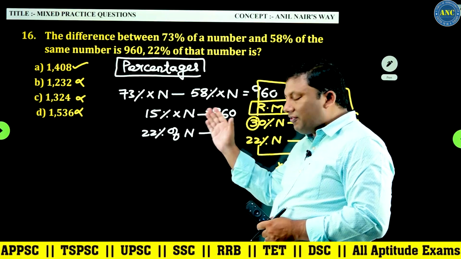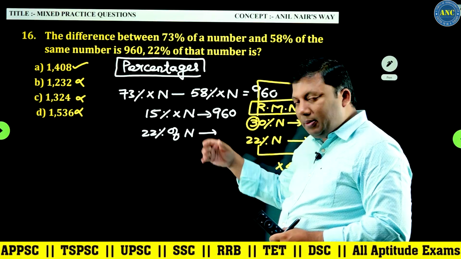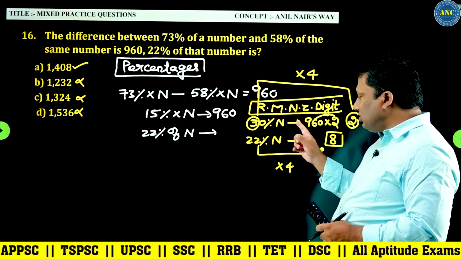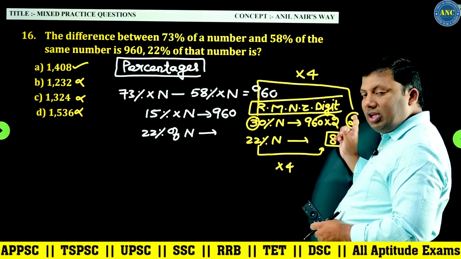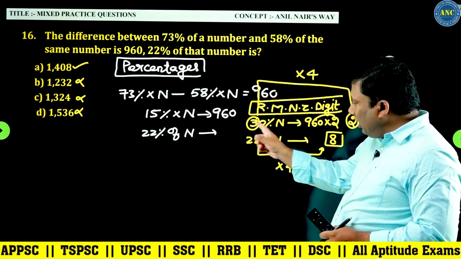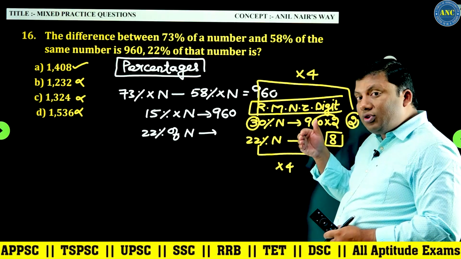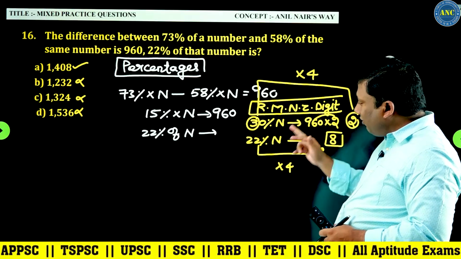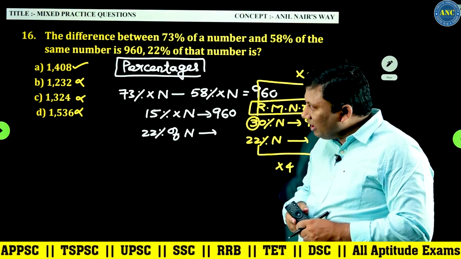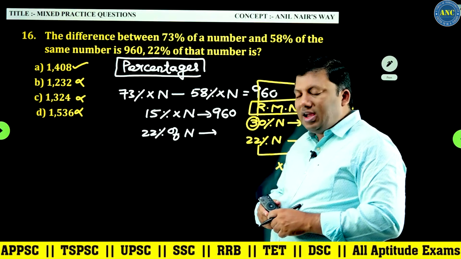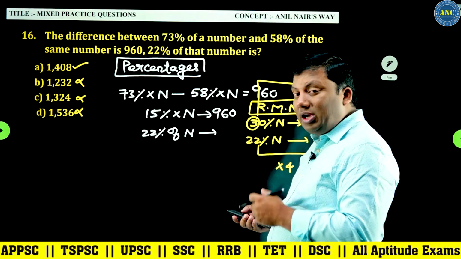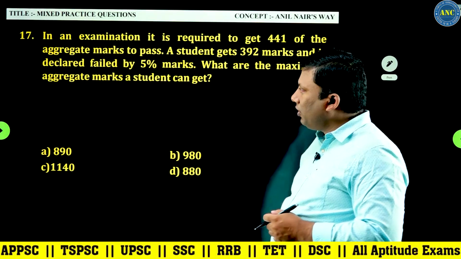15 percentage of n is 960. Multiply it by 2. 15 2s are 30. 30 percentage of number is 960 into 2. 6 2s are 12. It is ending with 2. 3 is becoming a 2. 3 4s are 12. It is multiple of 4. 2 into 4, 8. Answer should end with 8. Answer for this question is 1408. Idea clear? Rightmost non-zero digit. Very important logic.